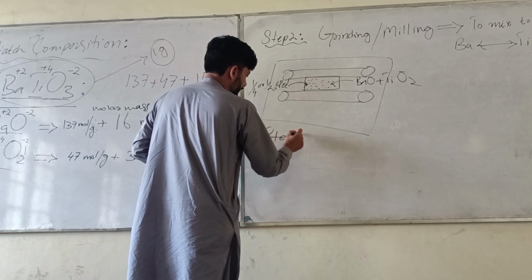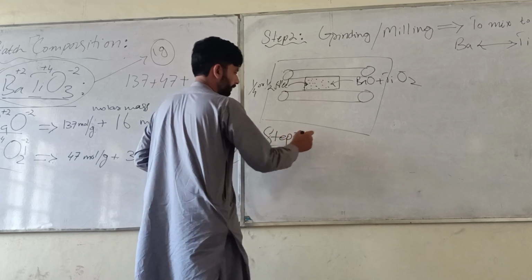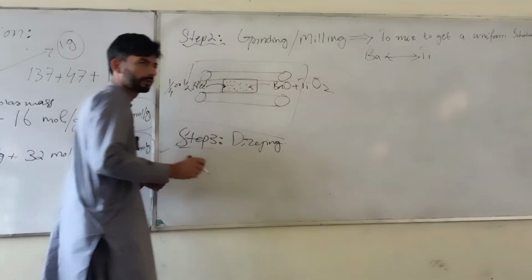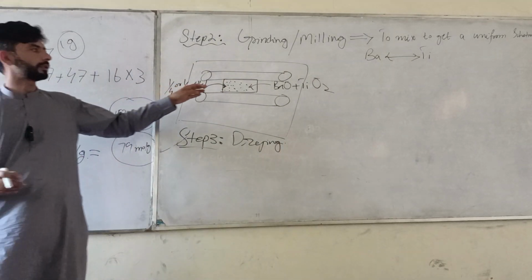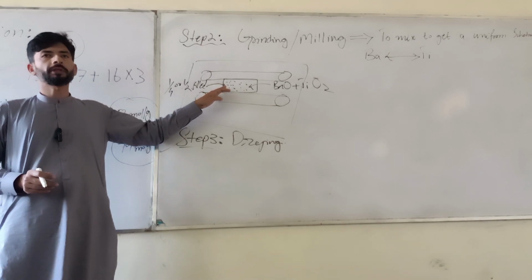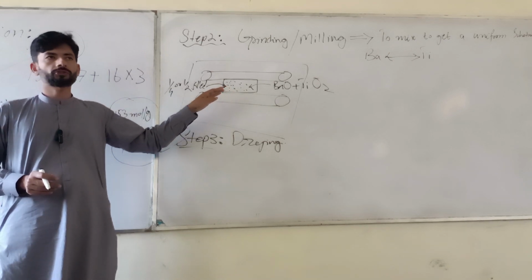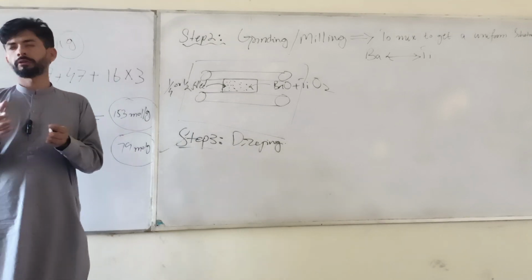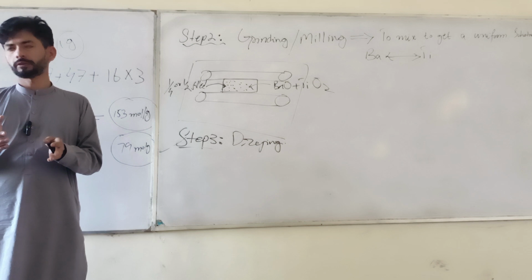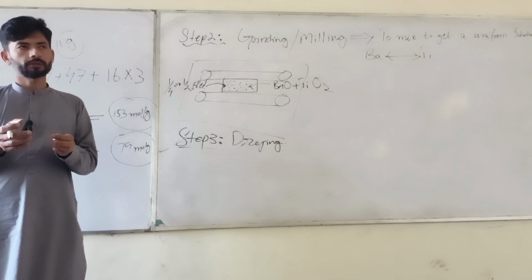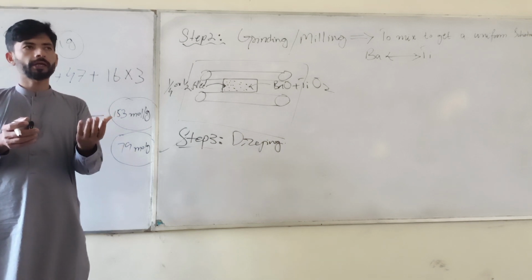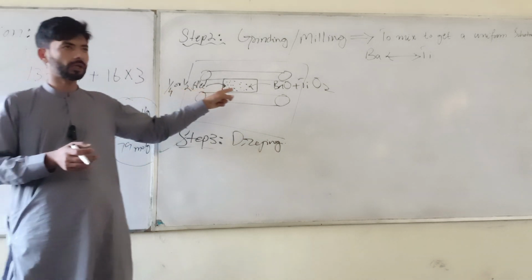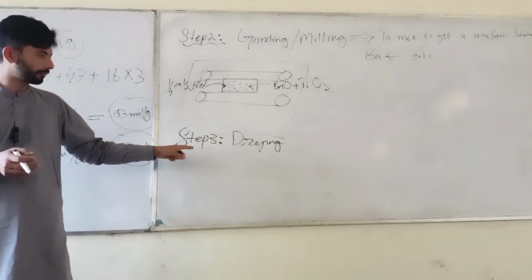Step number 3. After that, drying, because this is a mixture. Just pour this mixture in a beaker. Wash the zirconia balls in a mesh. Okay, those are steps which are not discussed here. We are going to step number 3.